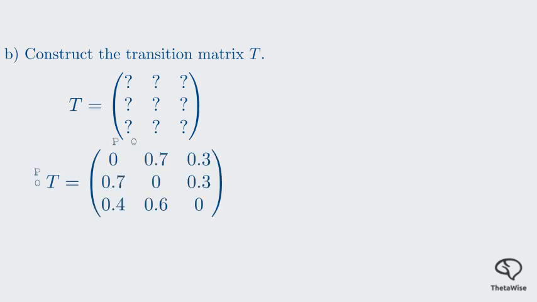So, our matrix T with the corrected Q to R probability of 0.3 is: from P, 0 to P, 0.7 to Q, 0.3 to R. From Q, 0.7 to P, 0 to Q, 0.3 to R. From R, 0.4 to P, 0.6 to Q, 0 to R. This matrix now correctly sums to 1 for each row.